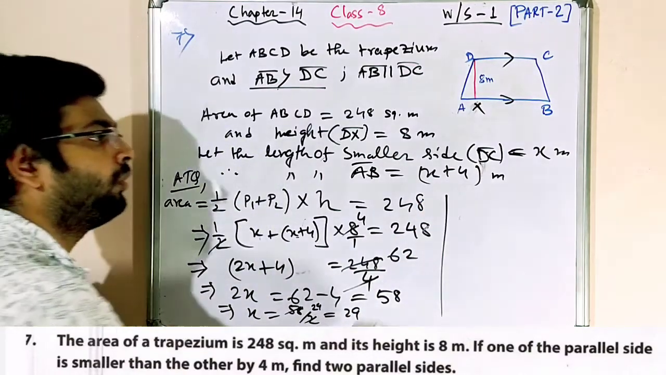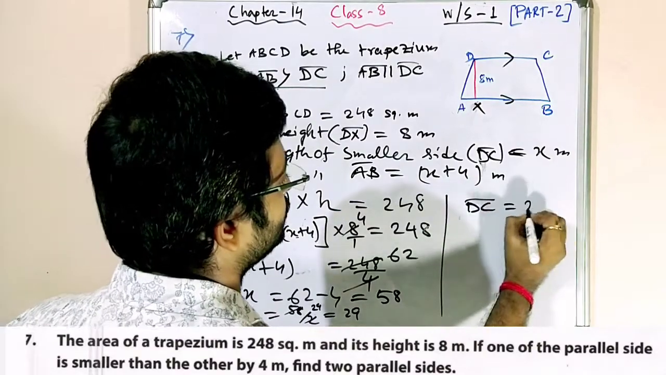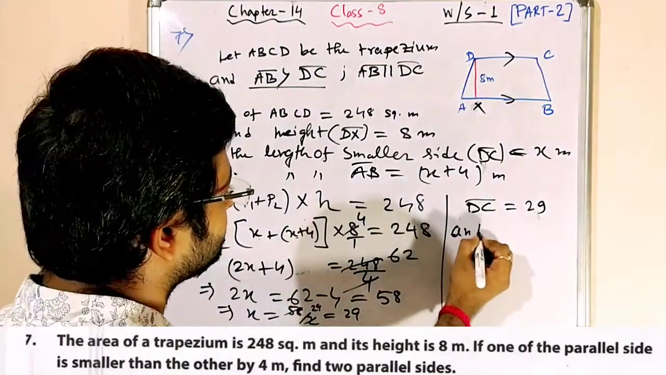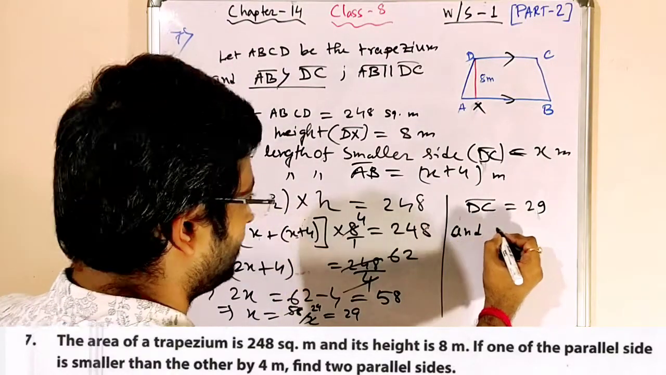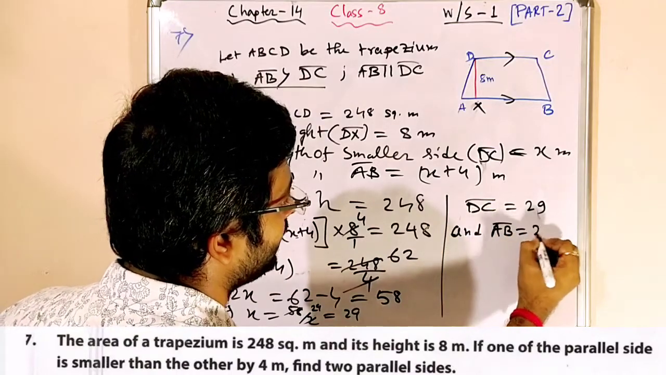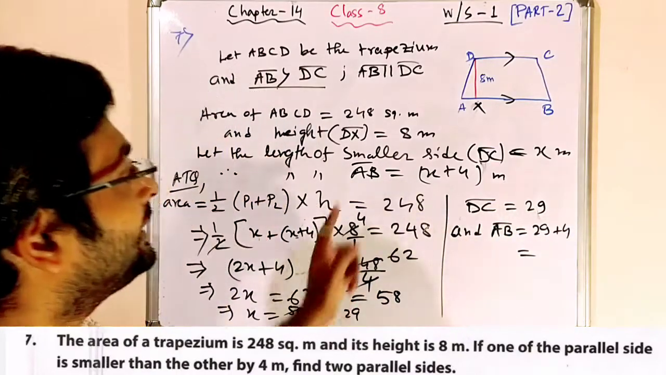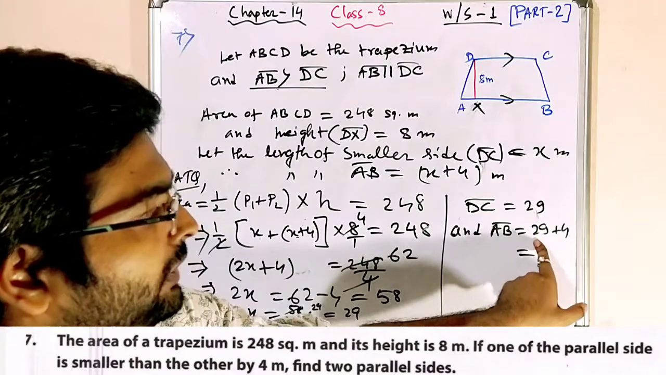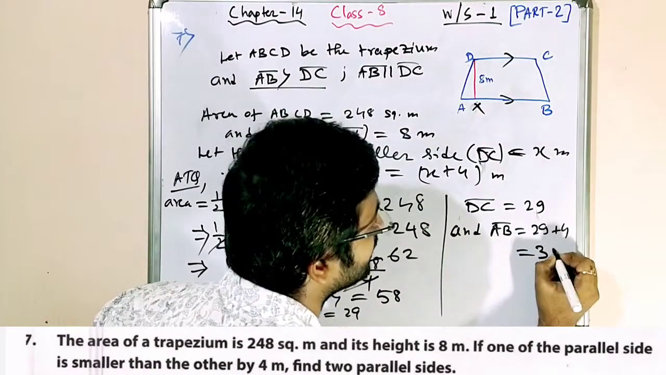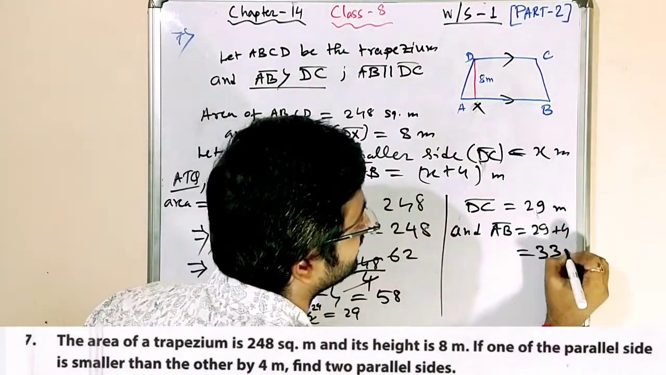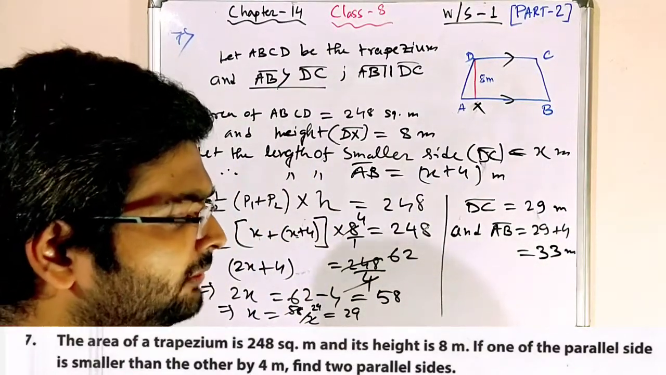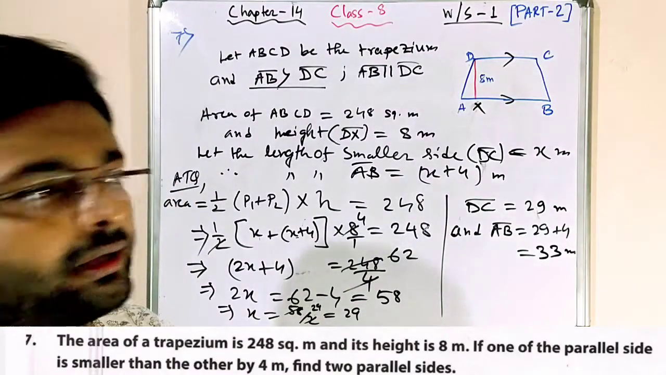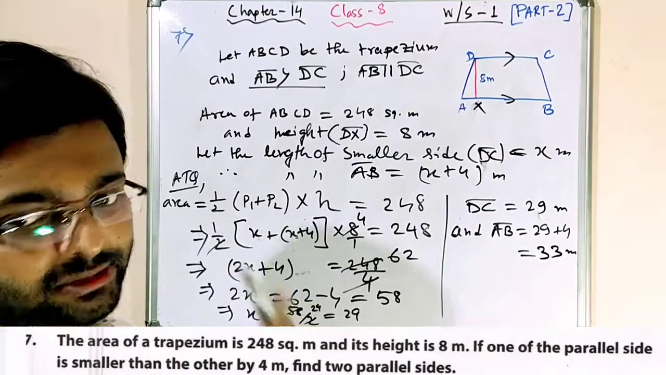So here I am going to write DC equals 29, and AB equals what? 29 plus 4, because it is X plus 4, so instead of X we write the X value, 29, so 29 plus 4 is 33. Therefore the lengths of the two parallel sides of the trapezium are 29 meter and 33 meter. Okay, now I am going to do question number 8.